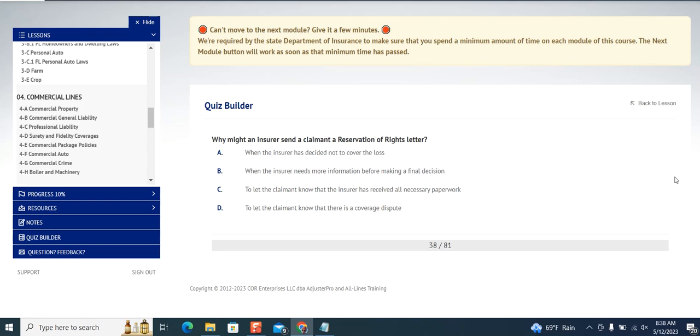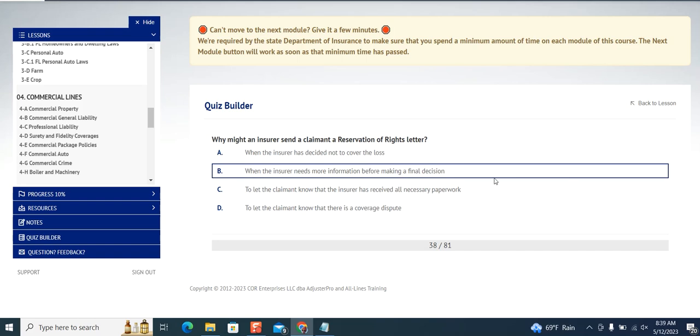When the insurer has decided not to cover the loss, when the insurer needs more information before making a final decision, it's not A or B, to let the claimant know that the insurer has received all necessary paperwork, to let the claimant know there is a coverage dispute.